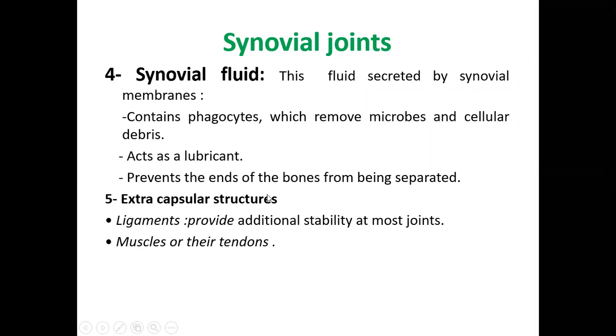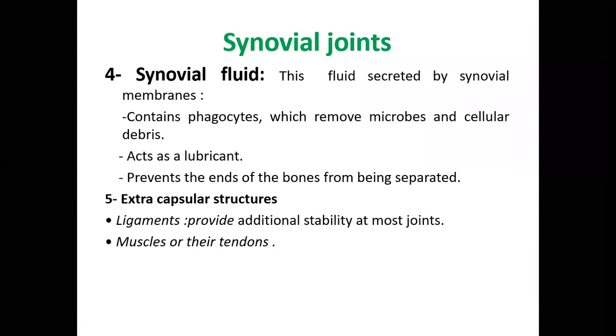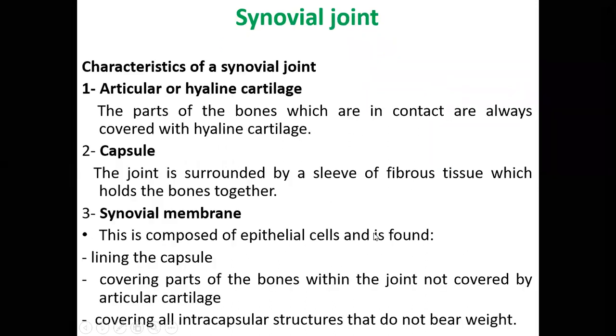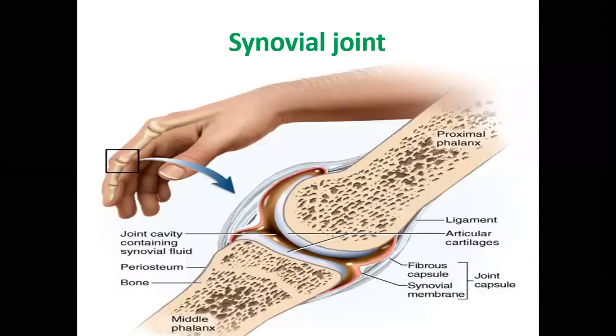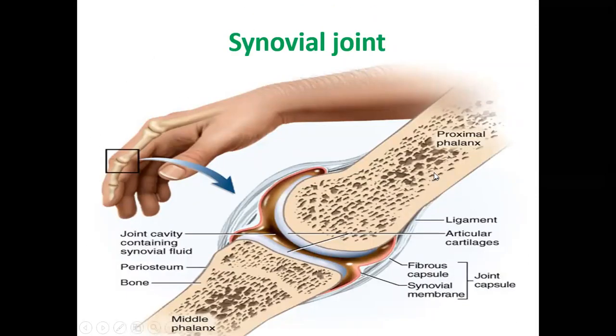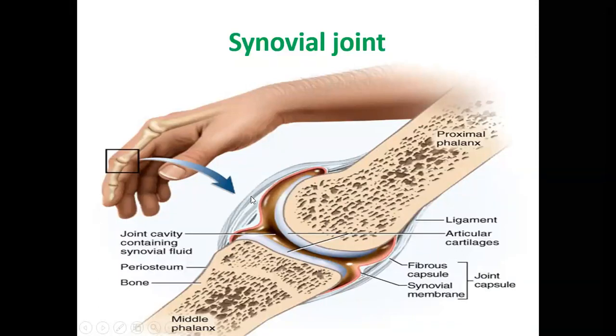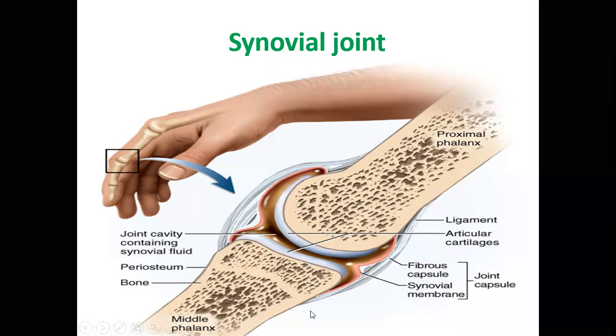The fifth is extracapsular structures. There are some structures which are outside the capsule. These are ligaments and muscles. Ligaments provide additional stability at most joints. If you see all the bones, these bones can get separated, so they are pulled and kept together by a fibrous ligament outside. There is a ligament outside. This is a fibrous ligament which will pull the bones together and keep them intact.